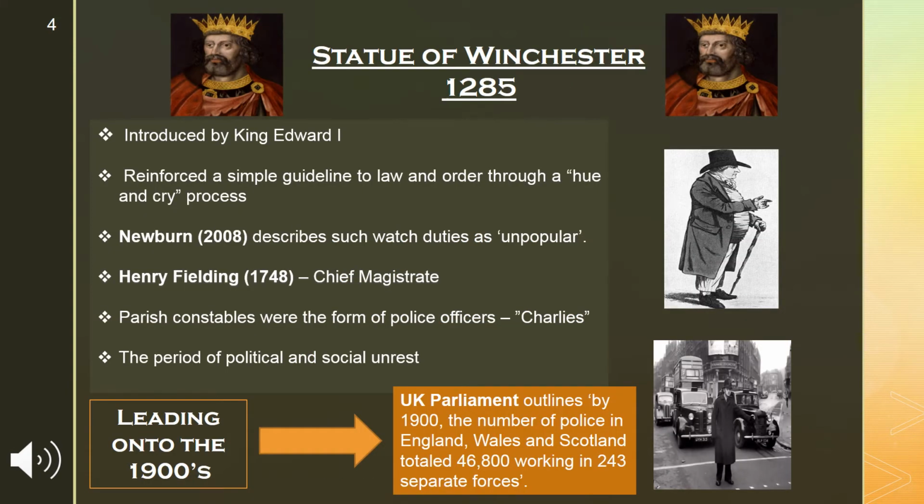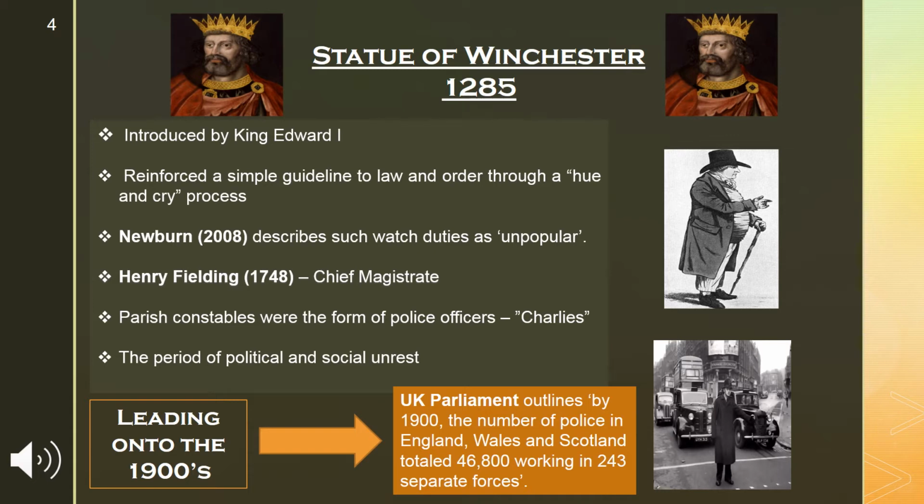Between 1272 and 1307, the reign of King Edward I introduced and legally established the system of law and order known as the Statute of Winchester, 1285. A process called the hue and cry was introduced, where bystanders were summoned to assist in the catching of a criminal who had been witnessed committing a crime, almost identical to a police officer's role today. Every citizen had a duty to become a parish constable for at least a year, with no pay. Newburn 2008 describes such watch duties as unpopular, which suggests they may have also been very unpleasant.